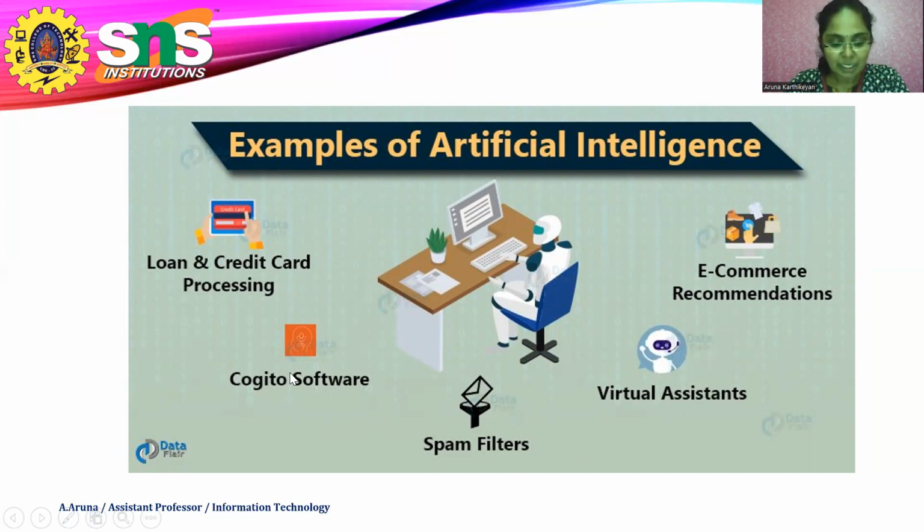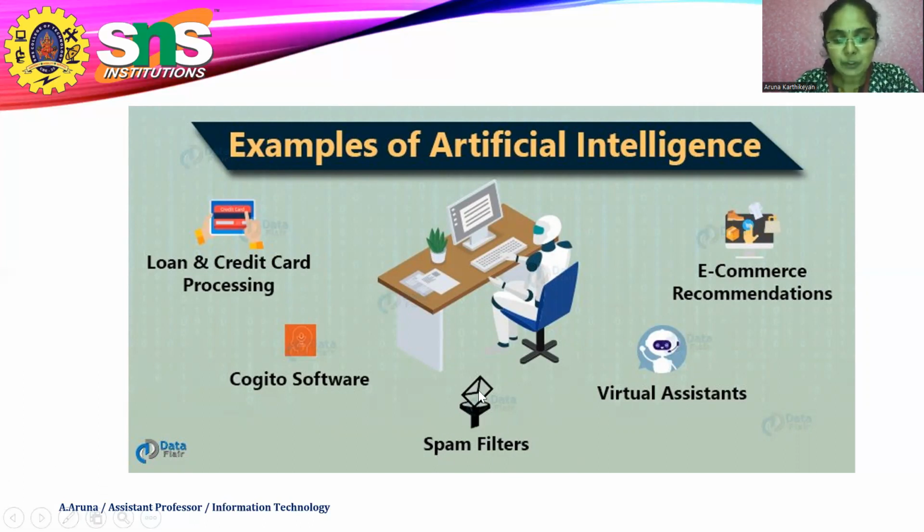Another one is cognitive software. This is a speech recognition software. This particular software tries to identify the emotions behind a particular word, noticing the human tone, volume, and stress of the word. By using this, how the human thinks can be identified by cognitive software. Another one is the spam filter.